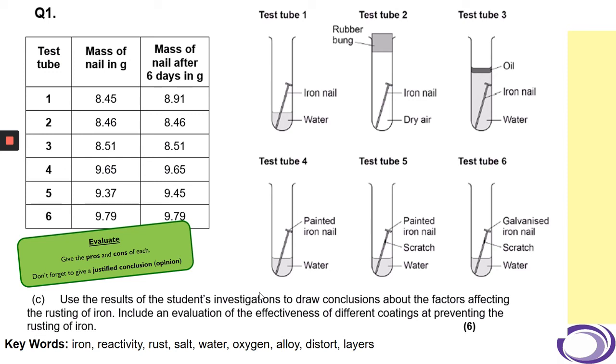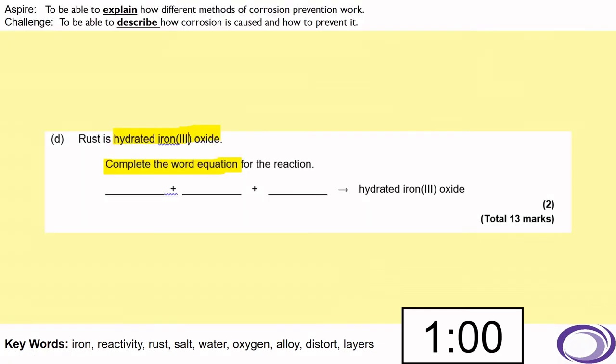You can see that I've given you the students' results and the diagram of their experiment again. They'd like you to use those results to draw conclusions about factors affecting the rusting of iron, and to include an evaluation of the effectiveness of the different coatings at preventing the rusting of iron. So you should link the mass change to the conditions that that iron is under and explain whether they have rusted or not, and then use that information to evaluate those coatings. Remember to pause the video now, have a go at answering, and when you're ready, resume.